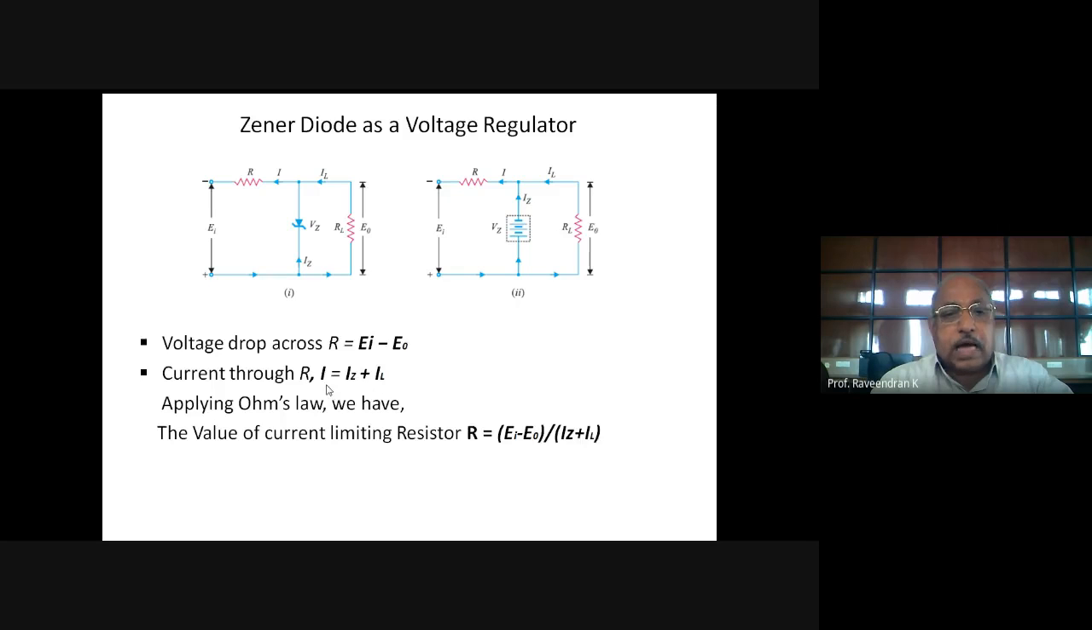So, since I is known to you from these two currents, you can find out the value of the current limiting resistor R by applying the equation, R equals the variation in voltage, that is EI minus E0, divided by I. And you can see that Vz is equal to E0. So the load current IL is equal to E0 by RL, or Vz by RL. So in this way, you can find out these component values.